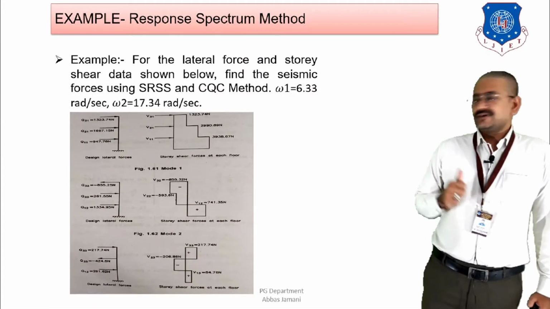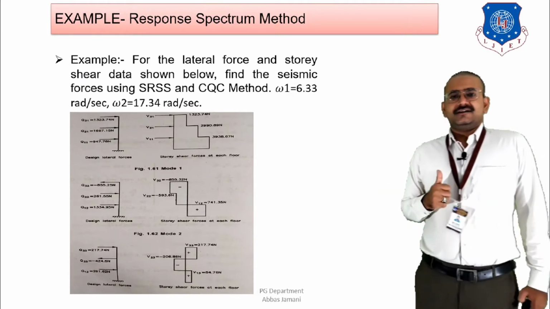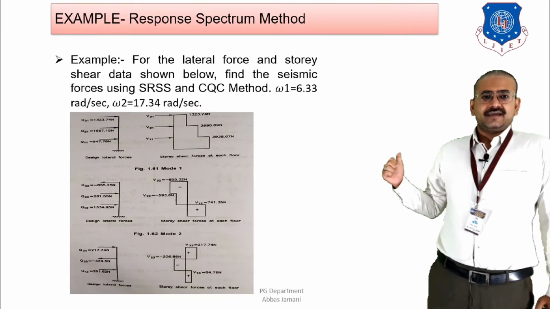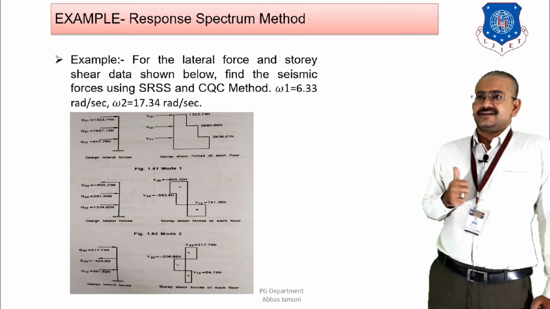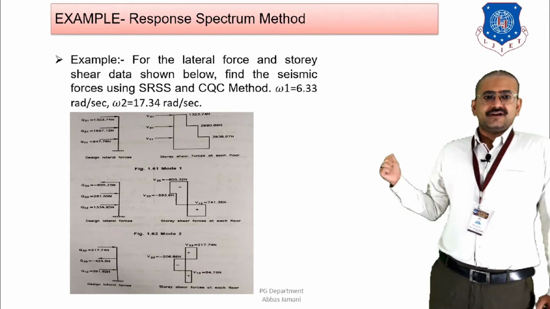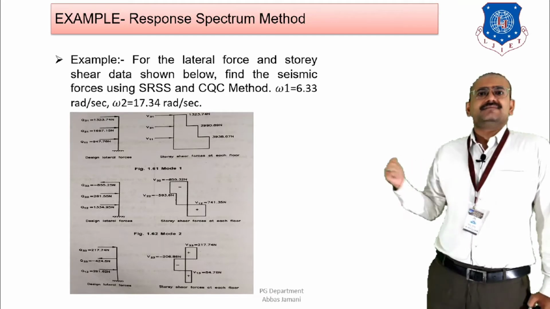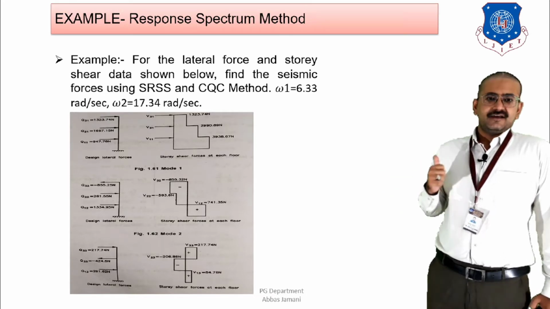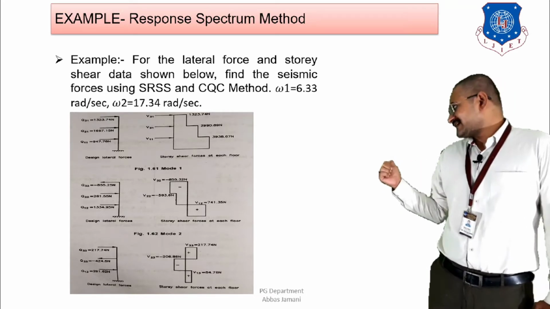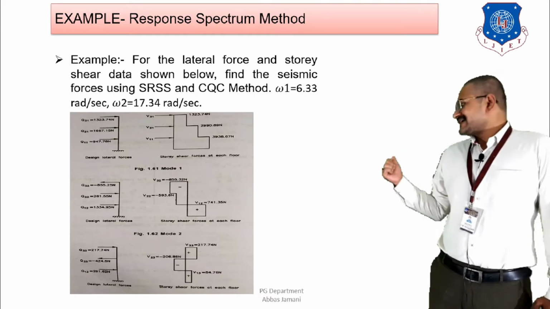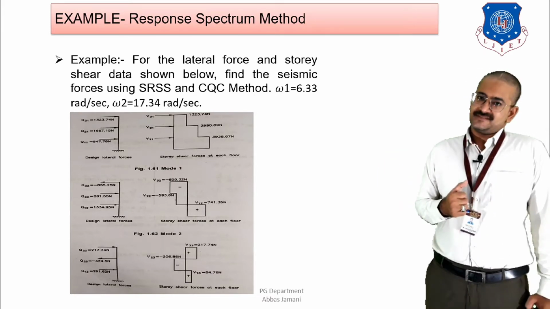As you can see in the figure, the data is given for calculating the lateral forces and the storey shear shown in the figure below. Calculate the seismic forces using the SRSS and CQC methods, where the angular frequency omega 1 is 6.33 radian per second and omega 2 is 17.34 radian per second, right?